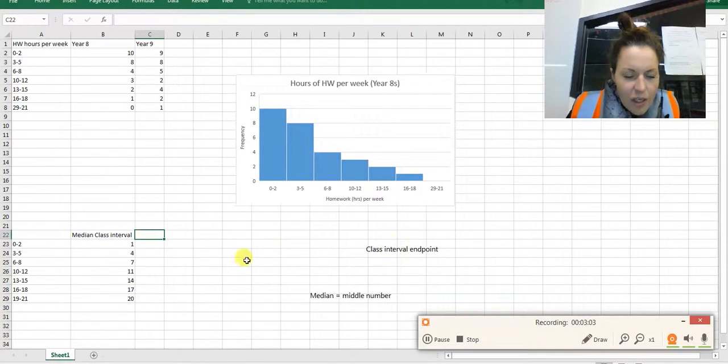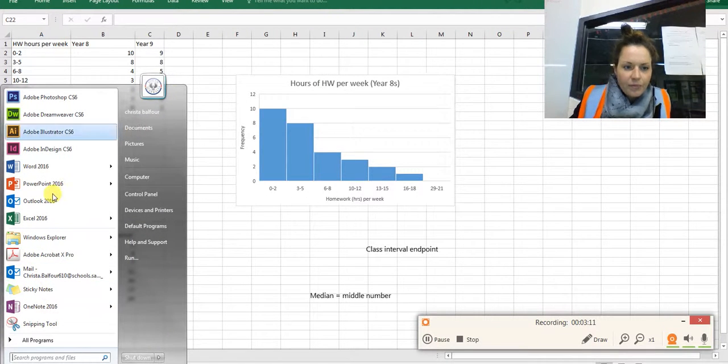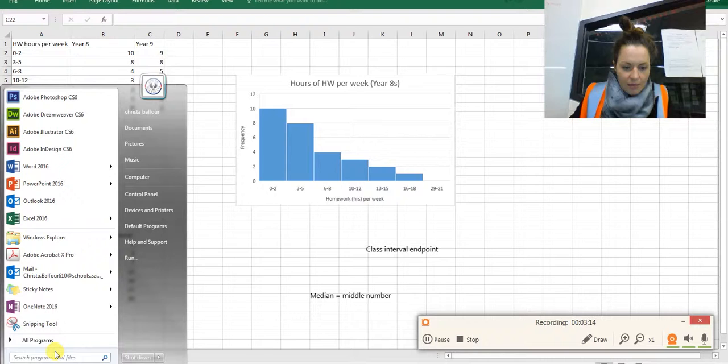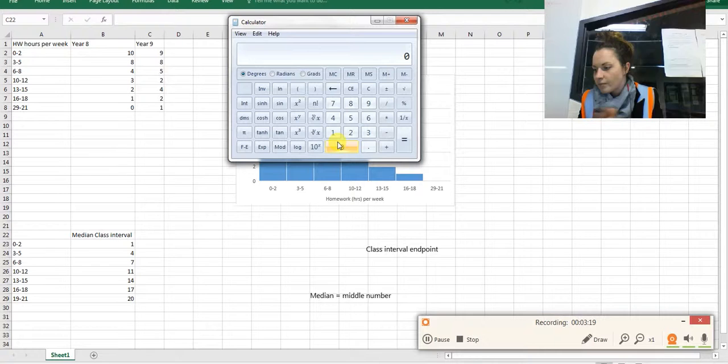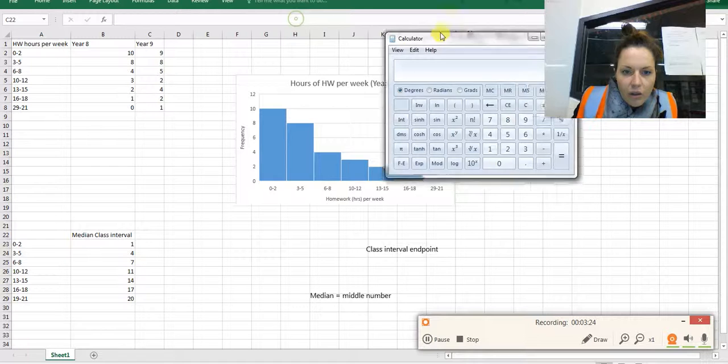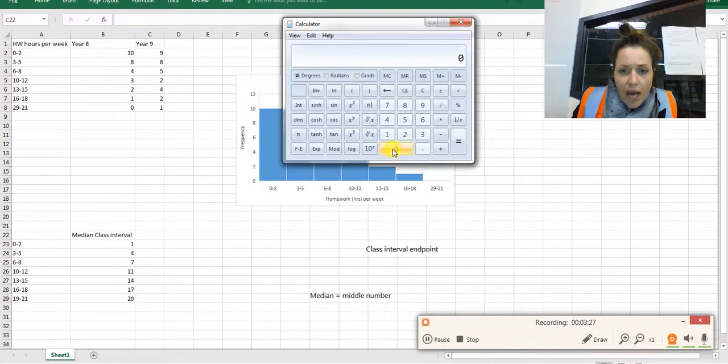Okay, perfect. So I'm back on the spreadsheet now. If you weren't 100% sure, what you could do to find the median number is, I'm just going to my calculator. You add your two endpoints together, so 0 plus 2 equals 2. Yep, good. We know that. And then we divide that by 2. So my median class interval would be 1.